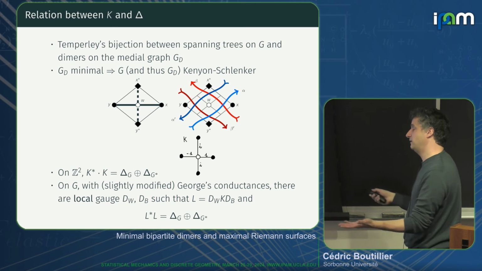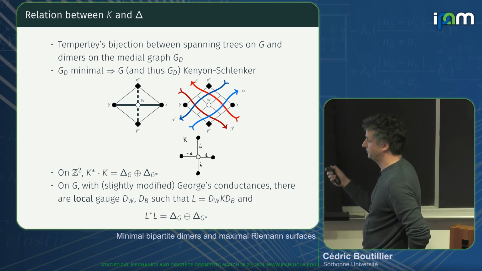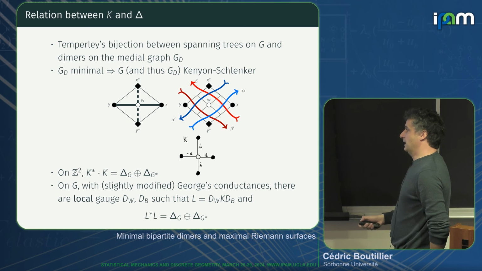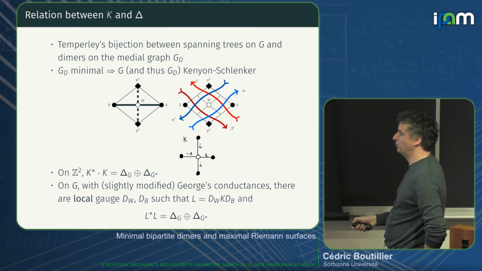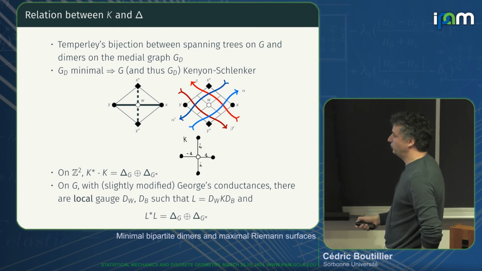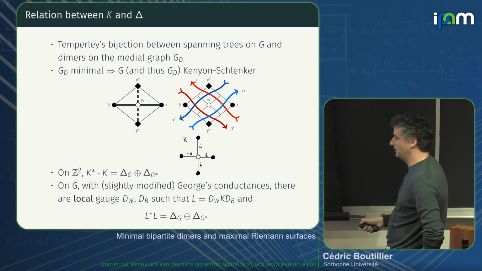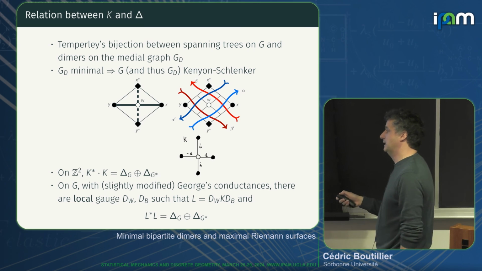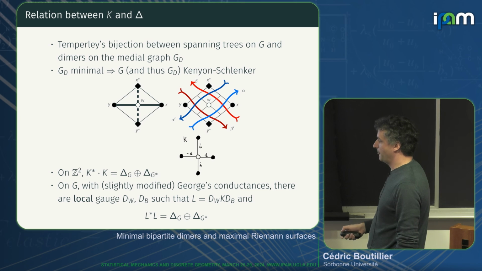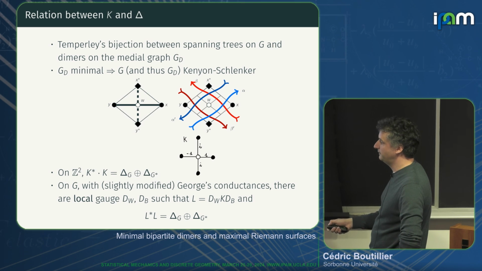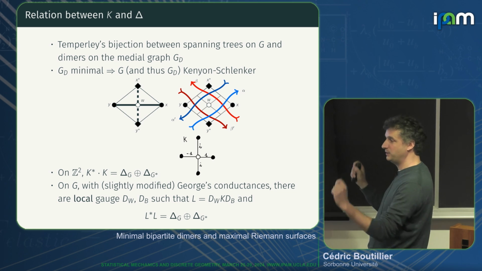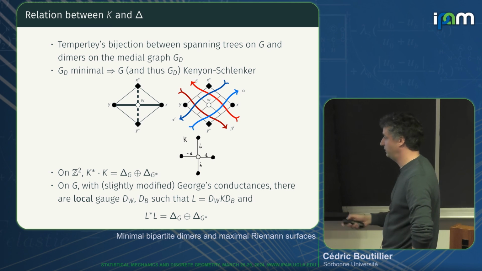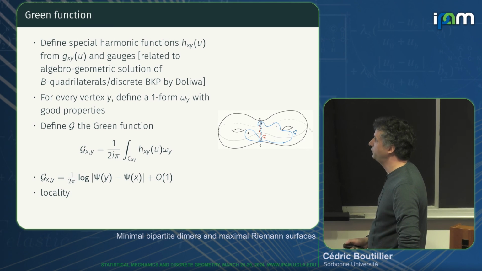And it turns out that in this general setting of isoradial graphs, if you modify slightly George conductances, you can find a gauge such that the Fock-Kasteleyn operator transformed with this gauge, that I denote by L, satisfies the same identity. And what is important is that this gauge transformation can be expressed in terms of local parameters around the white and the black vertices. So it's a very, very nice feature.